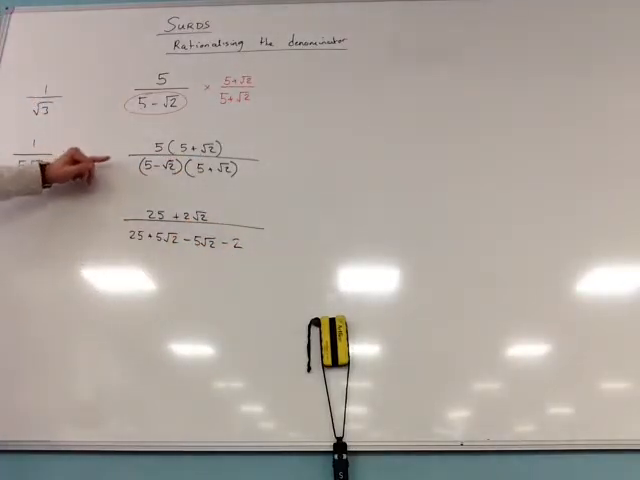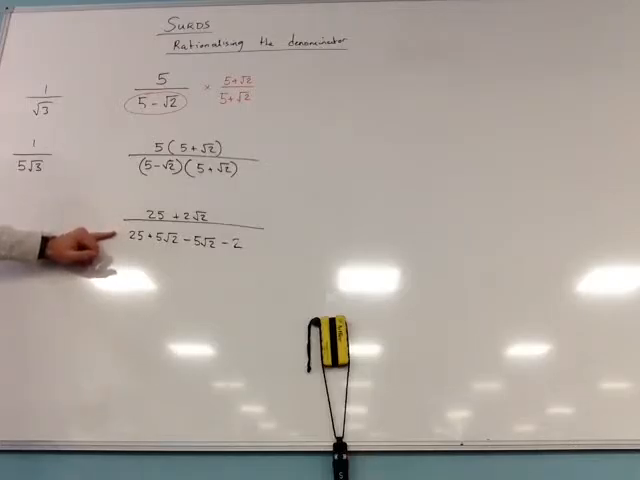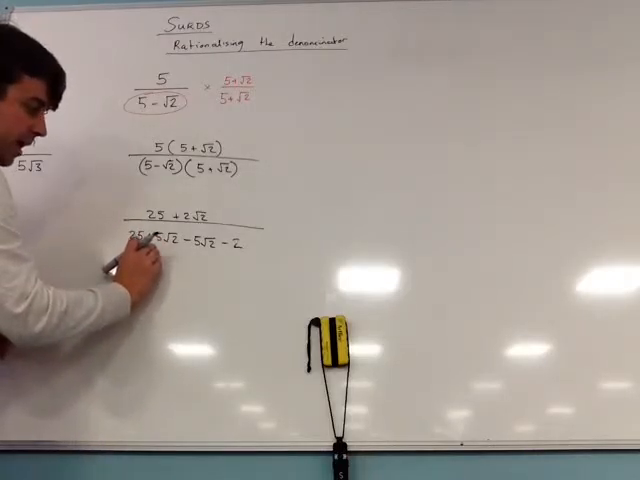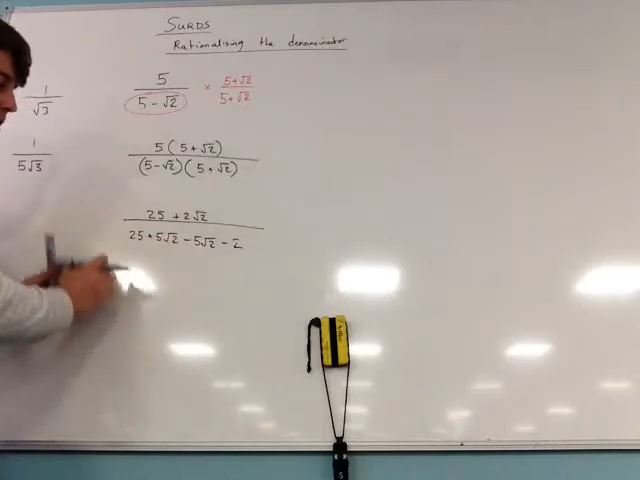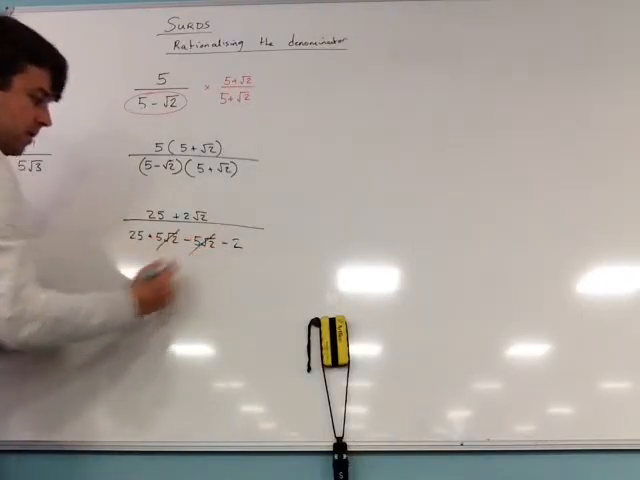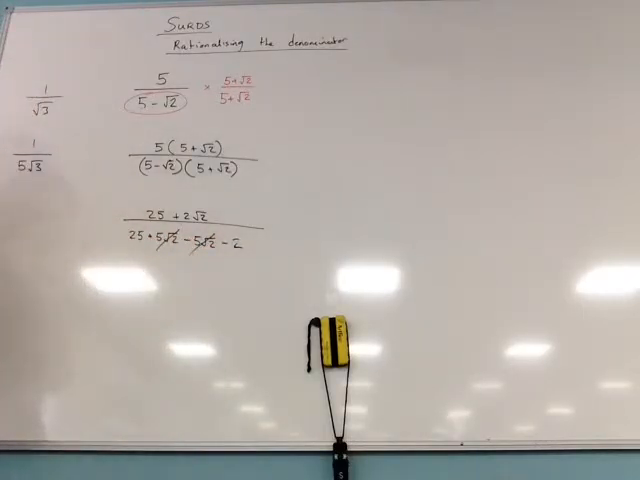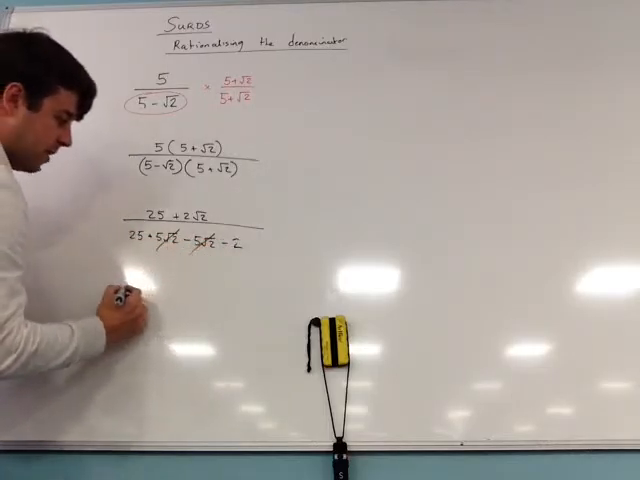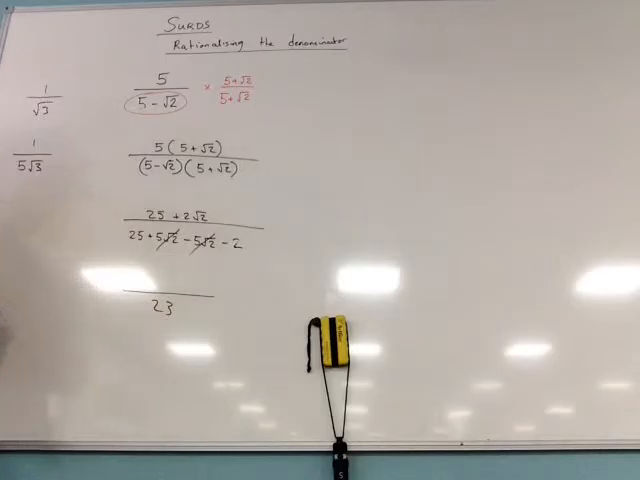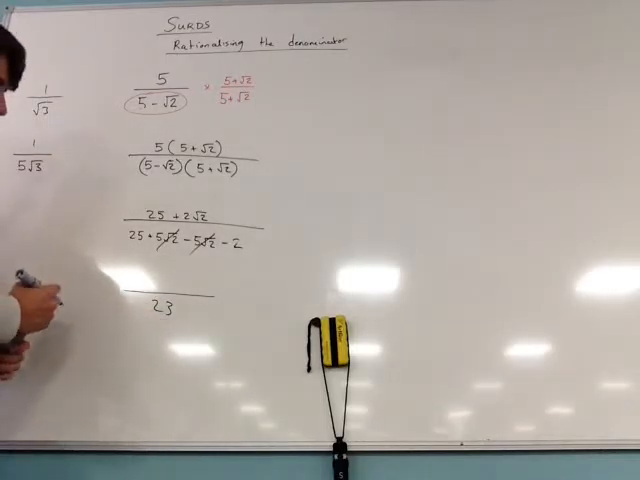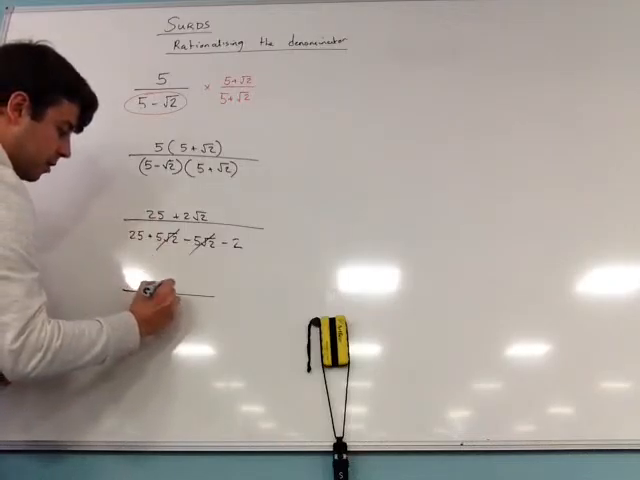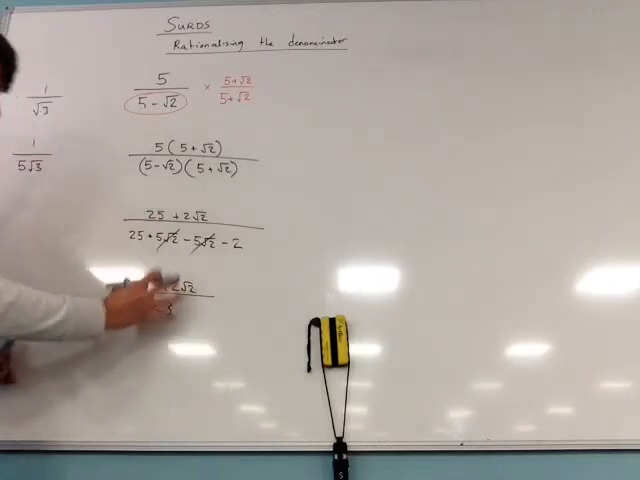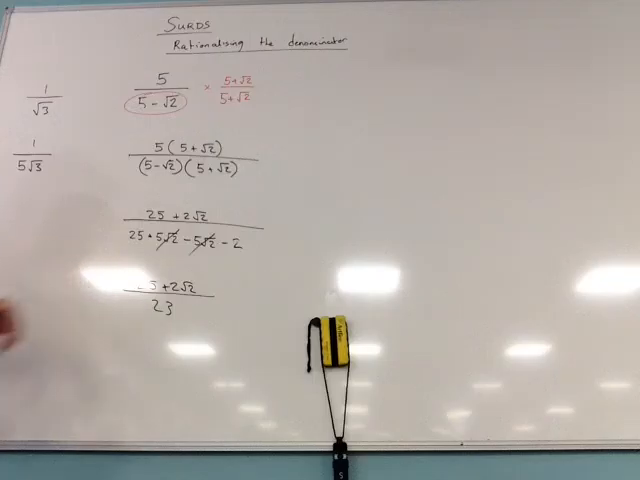Now remember, the whole point in doing this was to get rid of the surds on the bottom, on the denominator. As you can see clearly here, I've got 5 root 2 take away 5 root 2, so they will simplify. All I've got to do is deal with the numbers. 25 minus 2, that gives me 23. So my denominator is 23, a whole number, a rational number. That's exactly what I was looking for. The top remains unchanged. You look to see if you can simplify, you can't. So it is 25 plus 5 root 2 over 23.